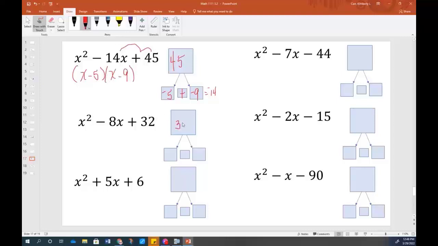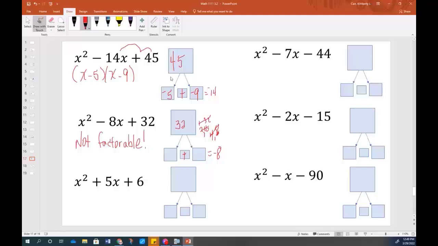Next one: multiplies to 32 and adds to negative 8. Well, what multiplies to 32? 1 and 32? No. 2 and 16? No. 3 doesn't go. 4 and 8? No. 5 doesn't go. 6 doesn't go. 7 doesn't go. 8. Oh, well, I've already met myself then. 4 and 8 didn't work, but yet I've already worked my way up to 8. This one is not factorable. So that's how you would know that we would need to go use the quadratic formula.